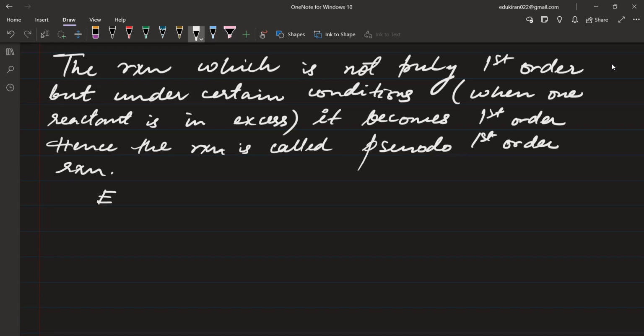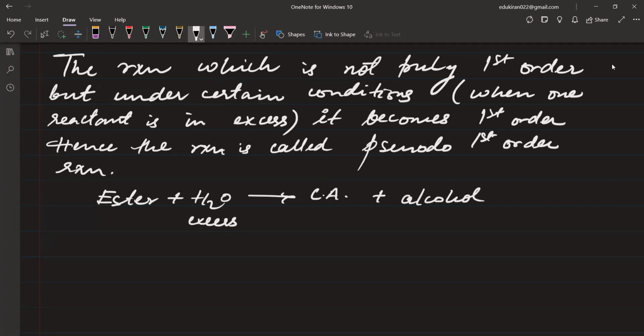The example you can write: ester plus water giving you carboxylic acid plus alcohol. This water is going to be in excess. A simple ester molecule is going to be CH3, C double bond O, O, and then again a CH3 here, plus H2O. First of all, you are going to get carboxylic acid with CH3, C double bond O, OH, plus CH3OH.